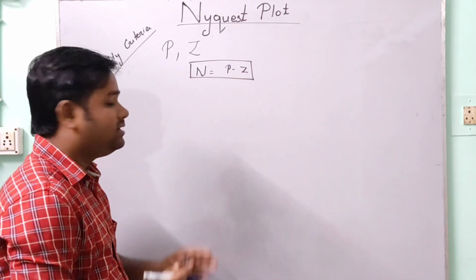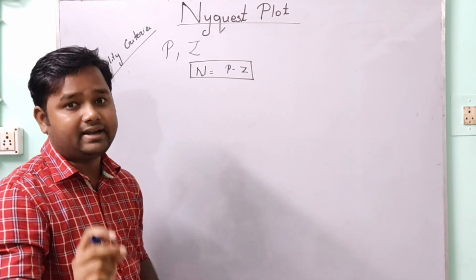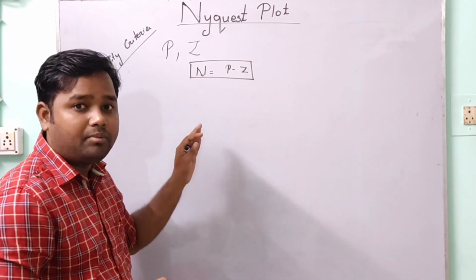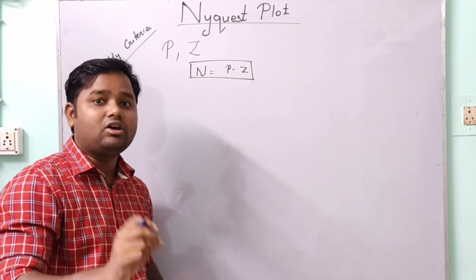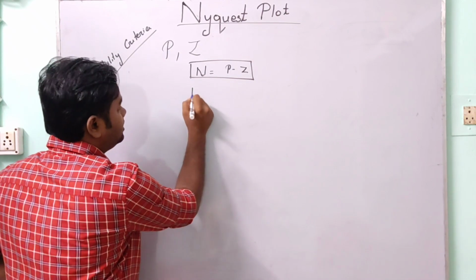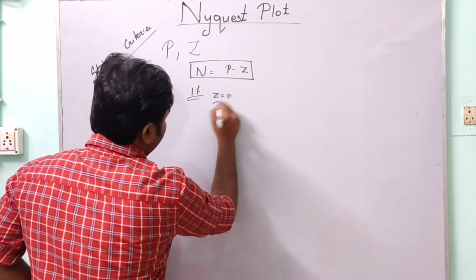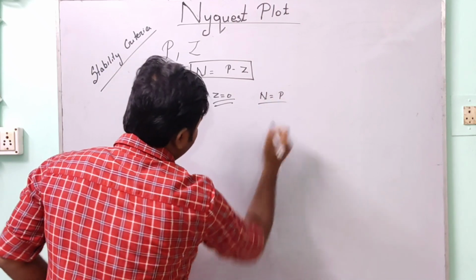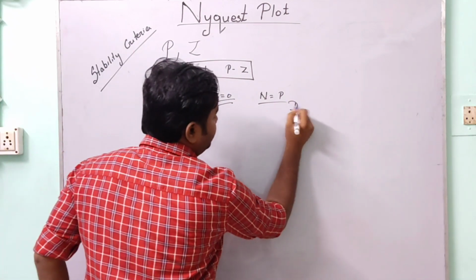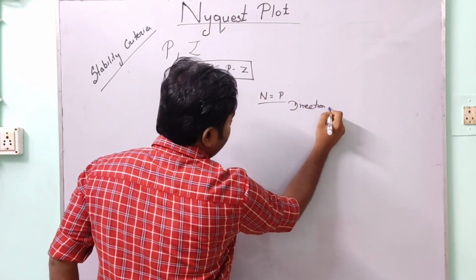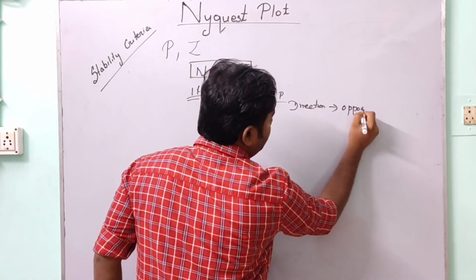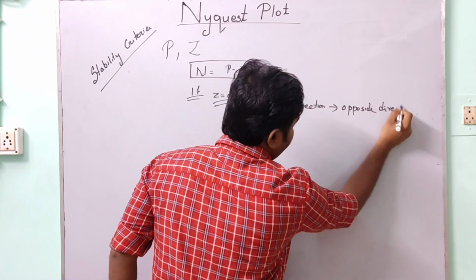And if G(s)H(s) contains only poles, there is no zero, in that case we find the encirclement direction is opposite to that of the S-plane. That means if Z is equal to 0, we get N is equal to P. In that case, the direction of encirclement is the opposite direction of the S-plane.